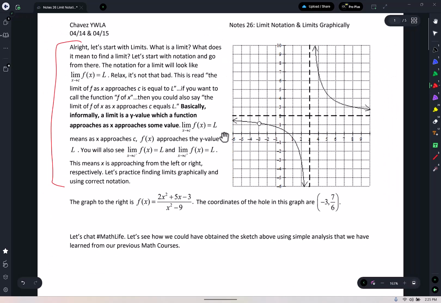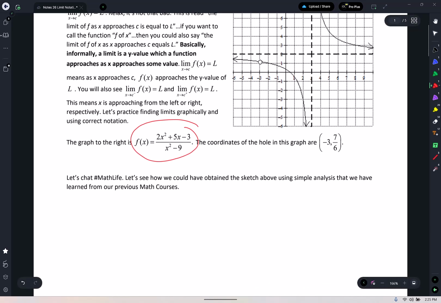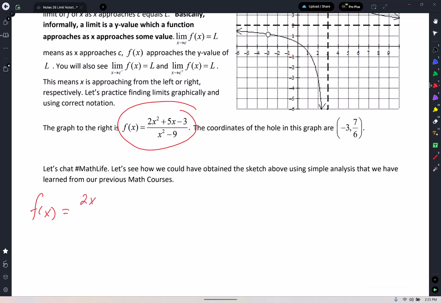There's a graph here. You see that graph? That graph is the graph of this function right here. I'm going to show you how they got that. Relax. Hopefully we remember. So here we go. I'm going to write f of x equals 2x squared plus 5x minus 3 over x squared minus 9.